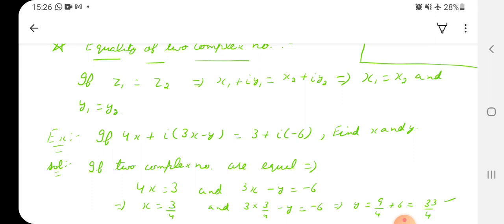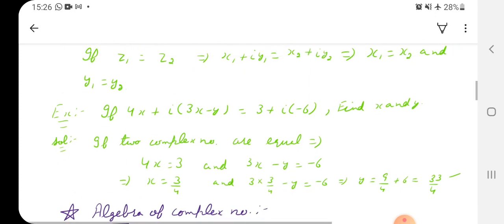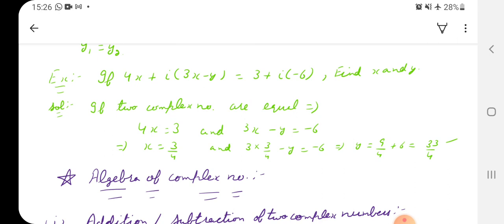So if their real parts are equal, that means x1 is equal to x2, and if the imaginary parts are also equal, then y1 will be equal to y2. Then only they can be equal, otherwise not. So let us have one example.